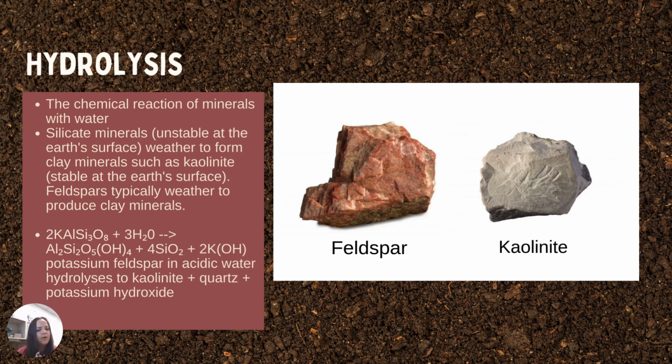Okay, so you need a silicate mineral and you need water here. There's, again, another fancy equation there to show you how feldspar becomes kaolinite. But the two components you need are silicate minerals and water. Non-silicate minerals are not going to turn into clay minerals through hydrolysis. Okay?